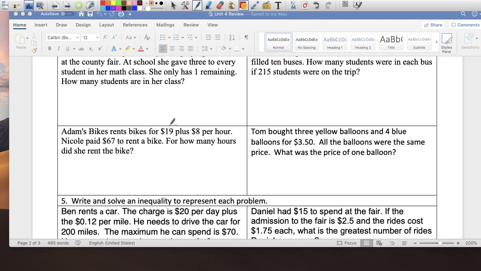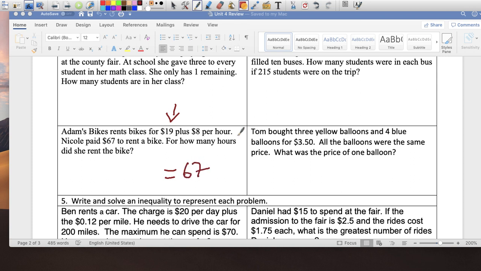Adam rents bikes for $19 plus $8 per hour. Nicole paid $67 to rent a bike. For how many hours did she rent? Let me re-explain this question. Just to get the bike, it's 19 bucks, right? To take the bike. Now after that, they still charge you $8 per hour. So Nicole paid a total of $67.